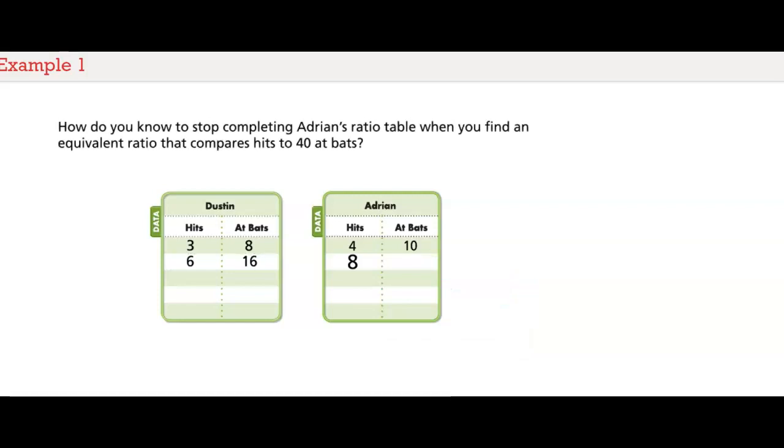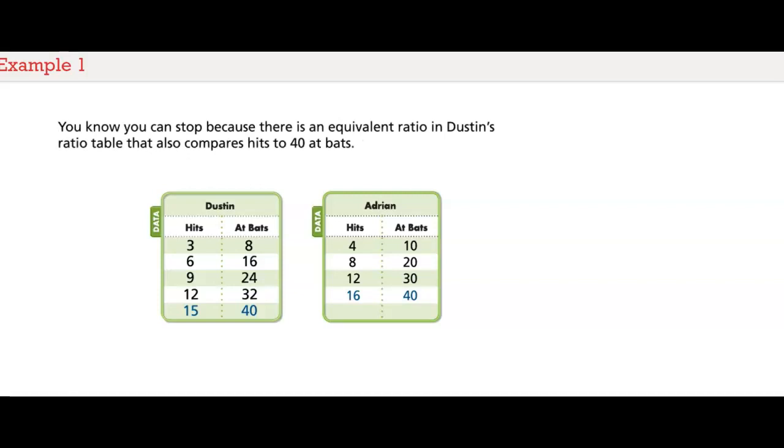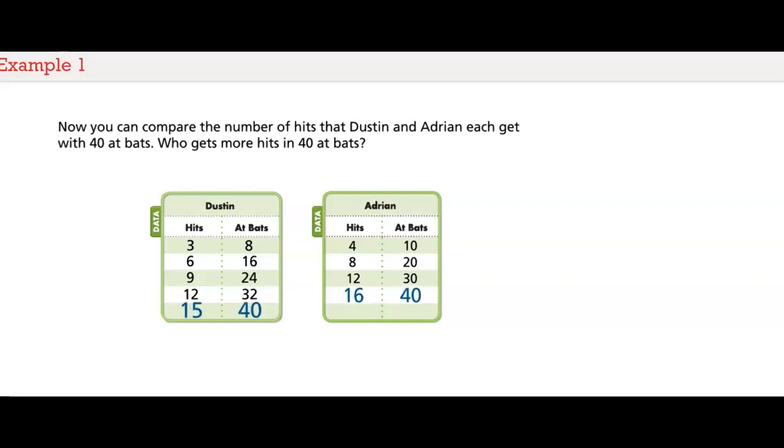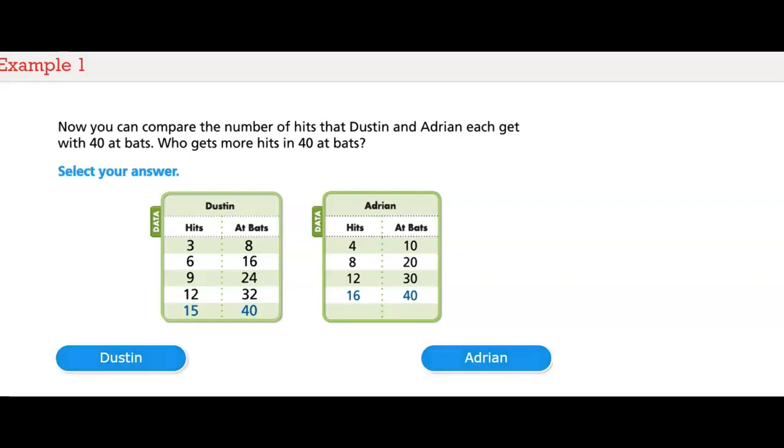How do you know to stop completing Adrian's ratio table when you find an equivalent ratio that compares hits to 40 at-bats? You know you can stop because there is an equivalent ratio in Dustin's ratio table that also compares hits to 40 at-bats. Now you can compare the number of hits that Dustin and Adrian each get with 40 at-bats. Who gets more hits in 40 at-bats? Select your answer.